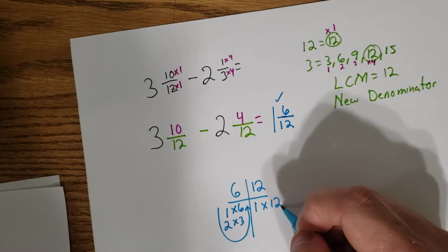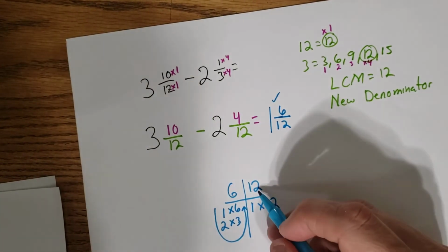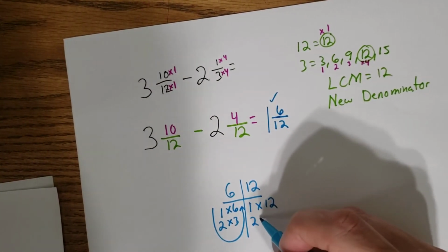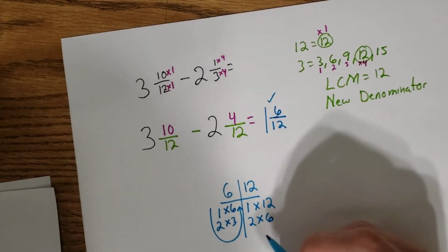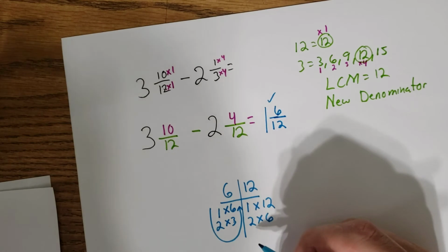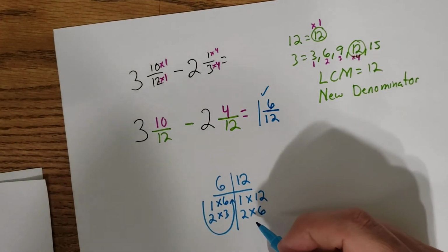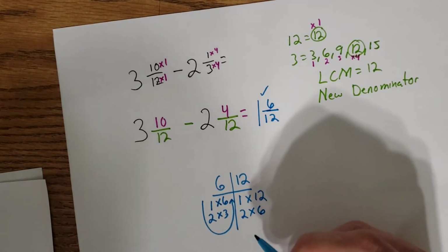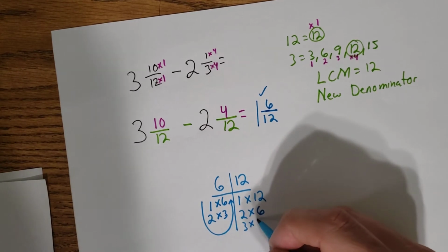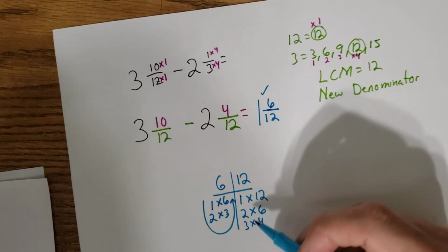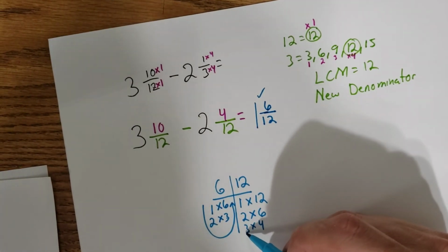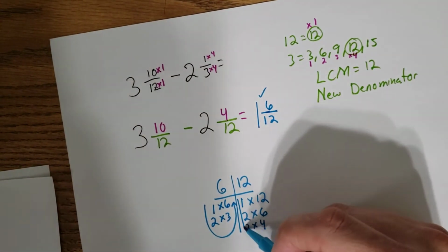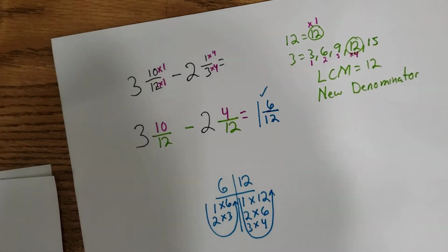12. 1 always works. 1 times 12. Then try 2. 2 has to work because 12 is even. 2 times 6 is 12. Then try 3. 3 times 1 is 3. 3 times 2 is 6. 3 times 3 is 9. And 3 times 4 gives us our 12. What comes after our 3? We did 1, it worked. 2 worked. 3 worked. What comes after 3 is 4. We already have a 4 on our list, so you are done.